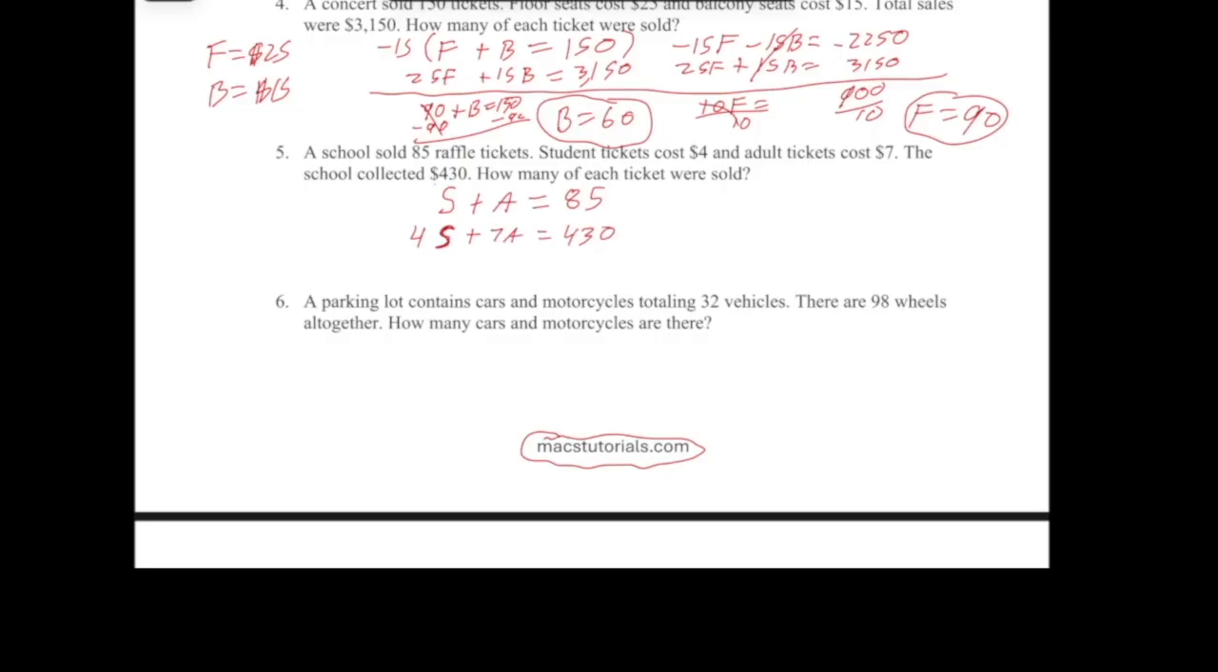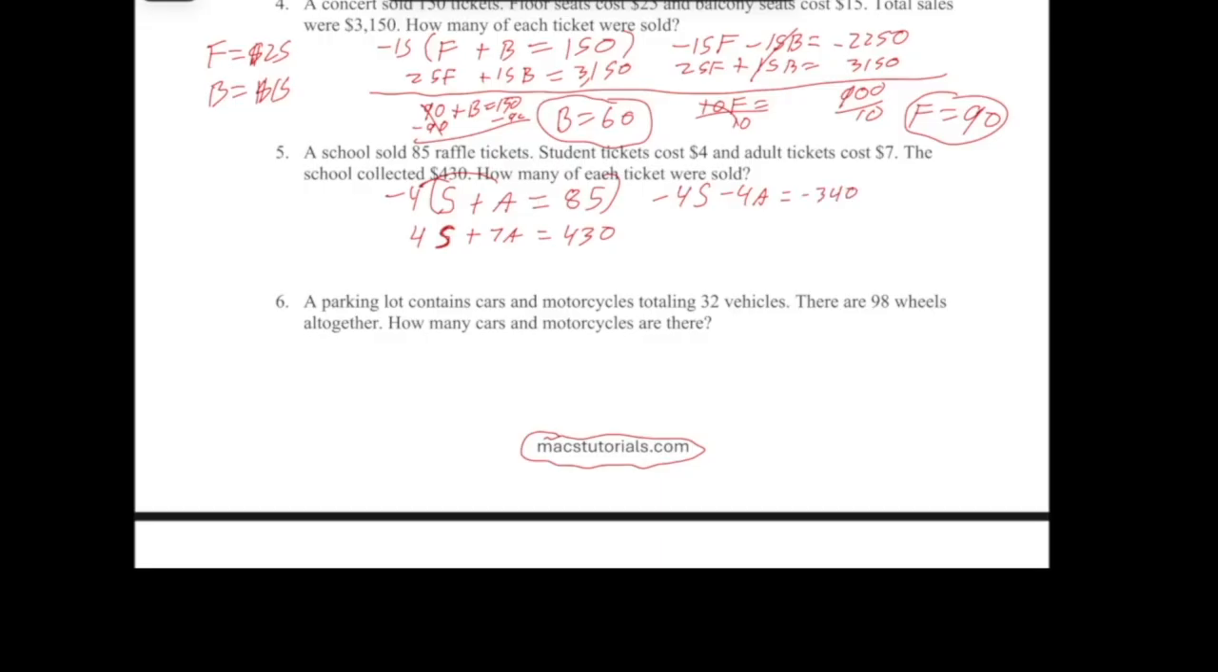All right, let's do it. We're going to multiply this by a -4, because if I do that, it'll match up my 4s. This will be an elimination problem. -4s minus 4a equals whatever 4 times 85 is, which is 340. It'll be a -340.